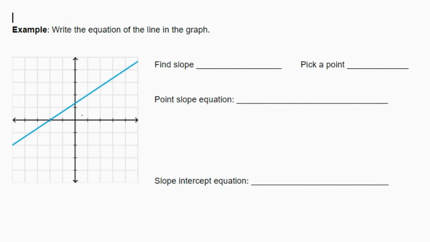So it says pick 2 points on the line. Well, let's look for 2 clear points. Well, here is one right here. And the coordinates of that point are -2 and 0. And I need to find one more point, and this looks like a good one right here. This one is 1 and 2.